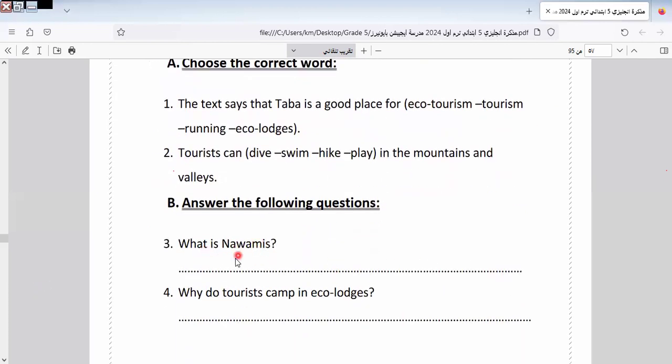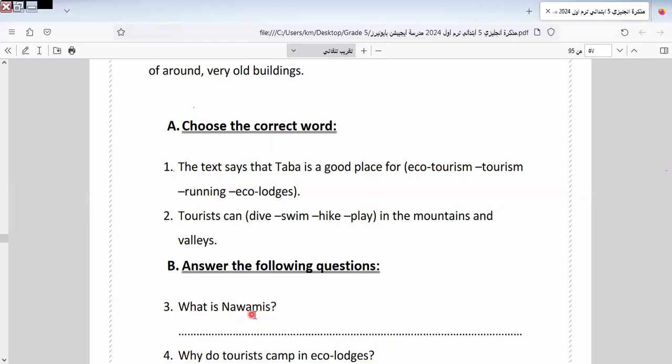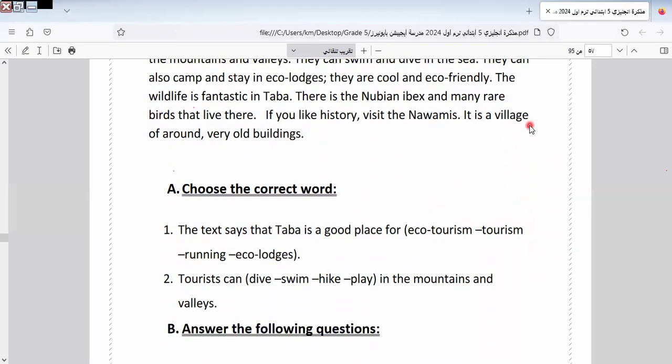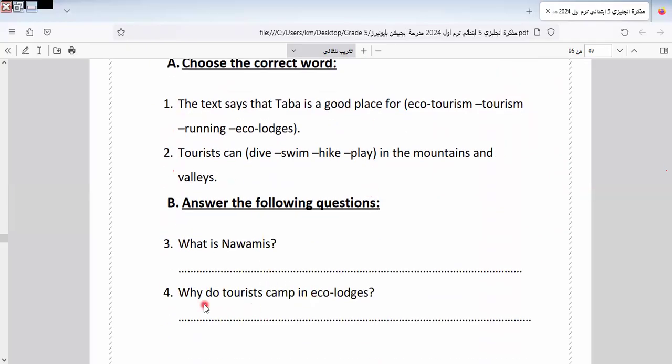This is a question that we write in a complete answer. What is the Nubians? The Nubians is what? Is a village, not a valley. Keep in mind it's a village. It's a village of around very old buildings. This is the answer to this question.